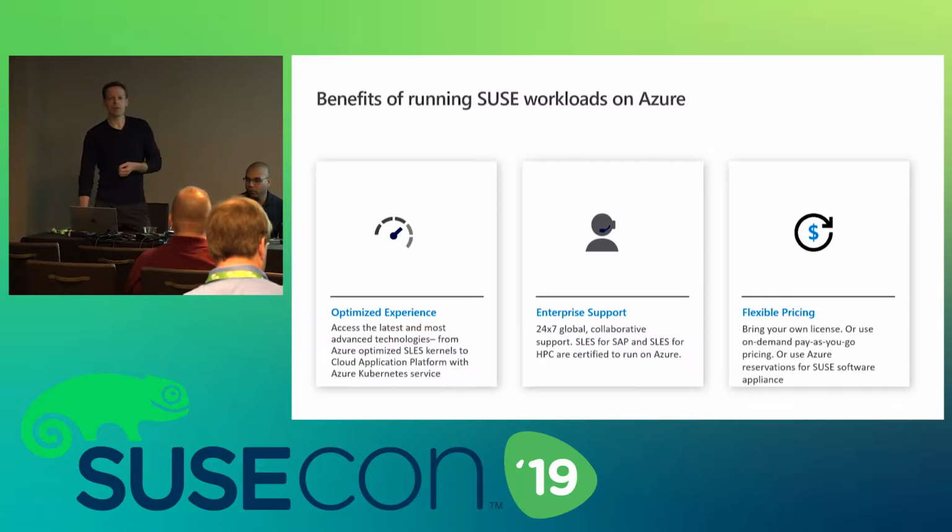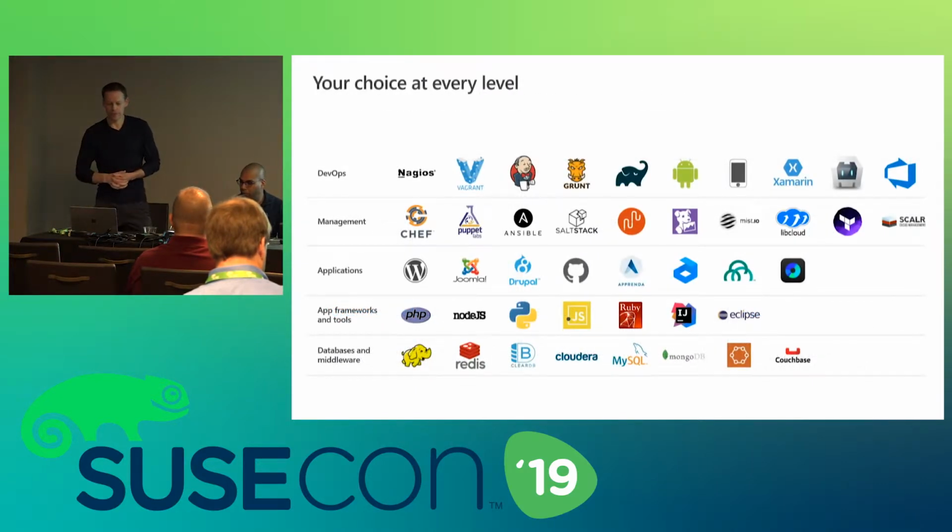And of course, we have flexible licensing. You can bring your own license that you may already have. You can pay on demand, or you can even buy reservations, which is like a forward-looking block of Azure computing capability that you buy at a discounted price. So there's plenty of different ways to purchase in the model.